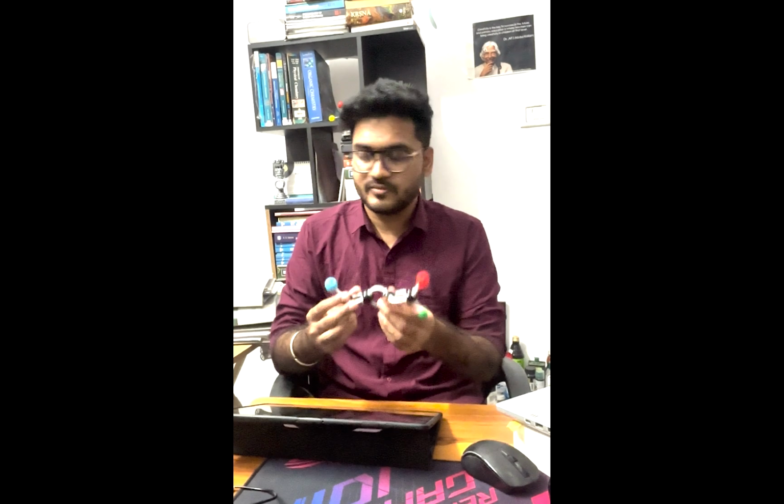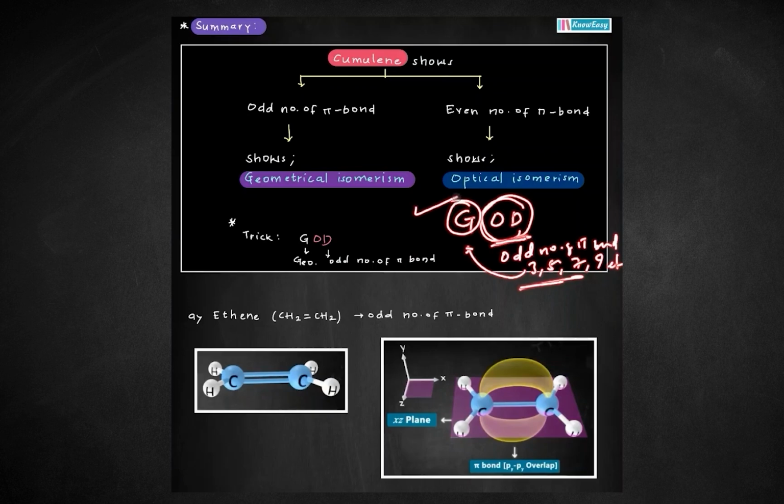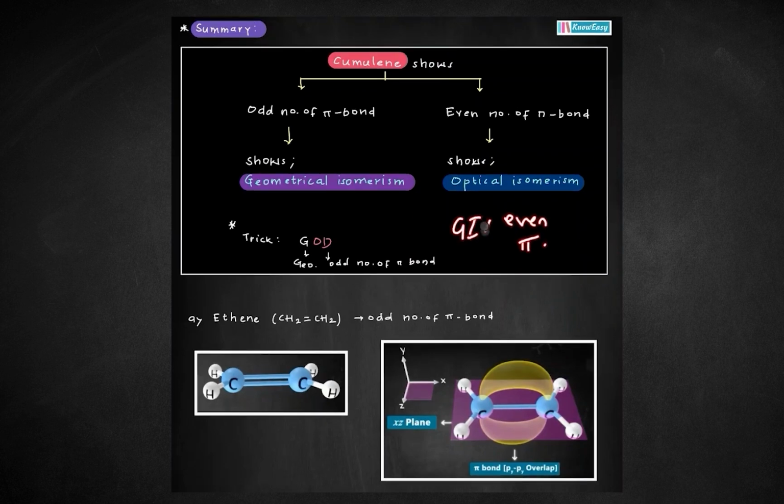Okay. Now, how to remember this particular thing without confusion? Remember the word ODD. OD means odd number of pi bonds, that is 3, 5, 7, 9, etc. An odd number of pi bonds will definitely show geometrical isomerism, but an even number of pi bonds will not show geometrical isomerism but can show optical isomerism.